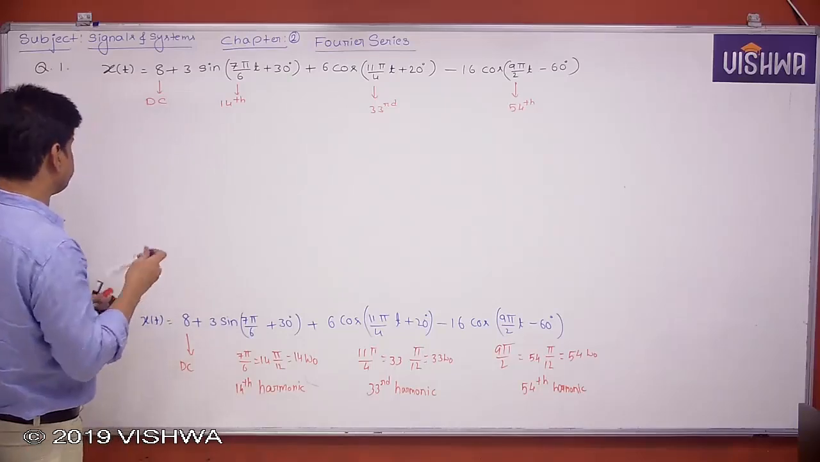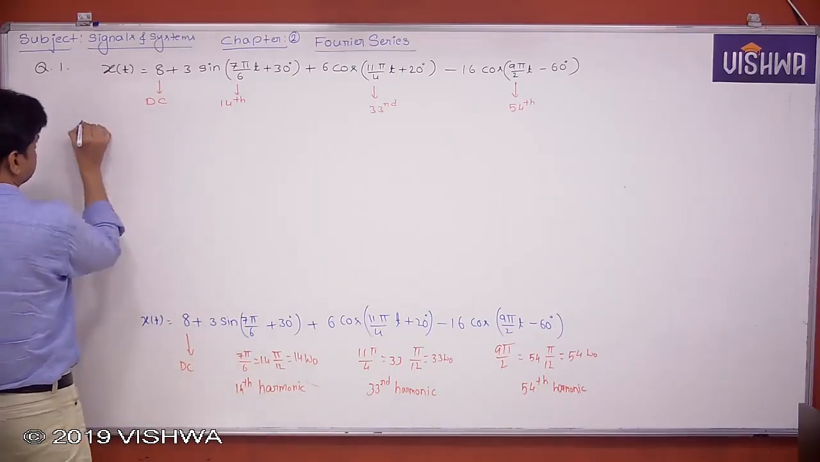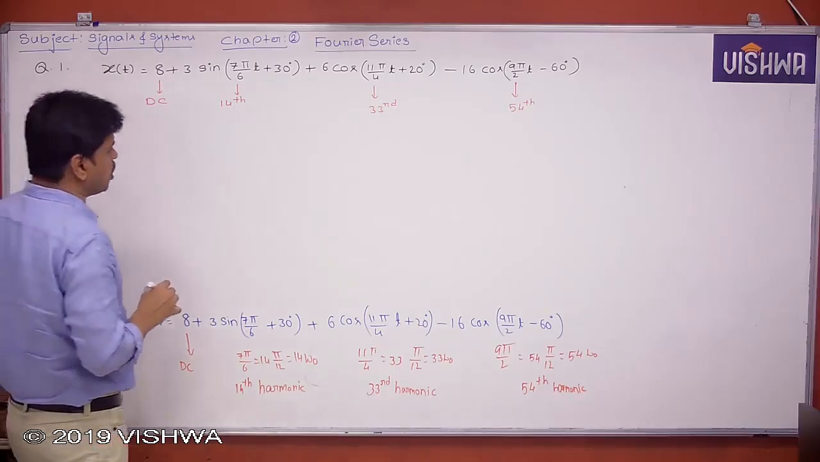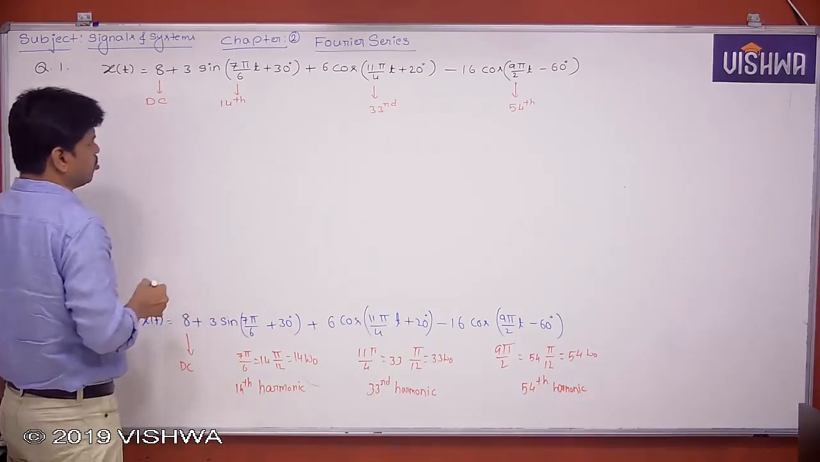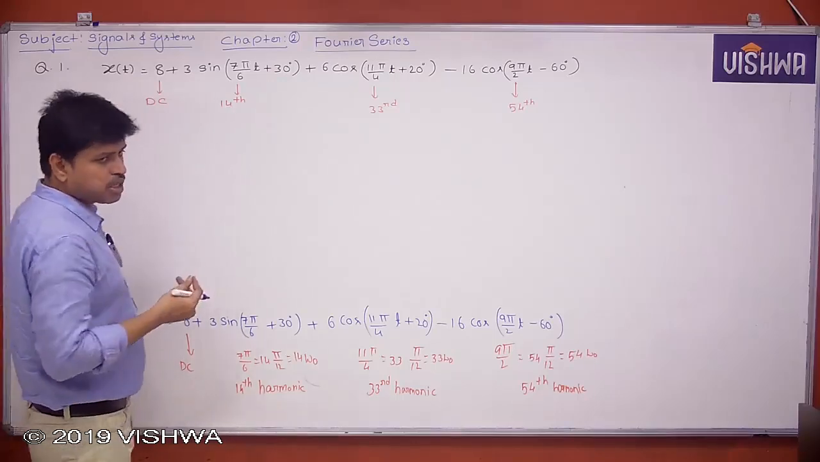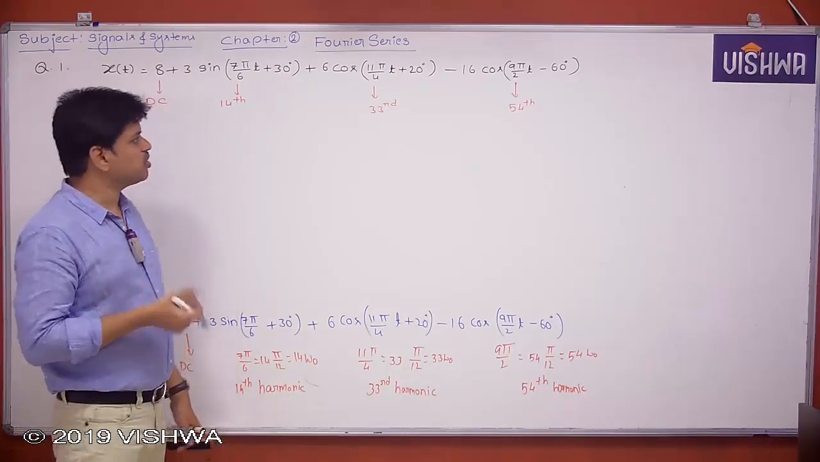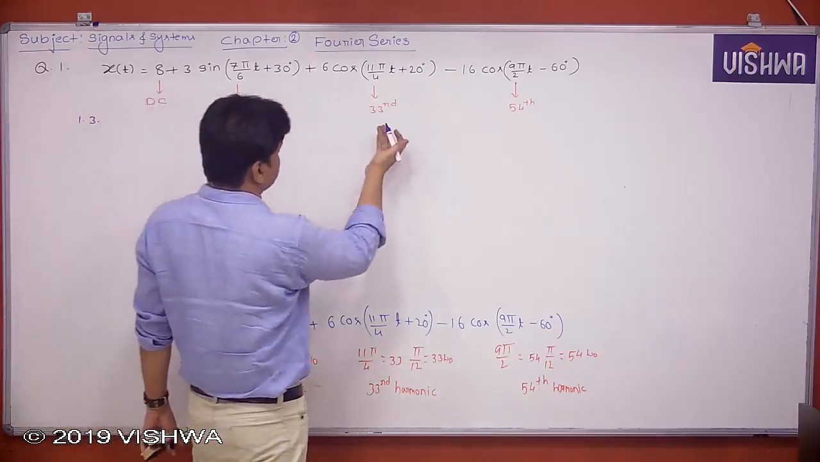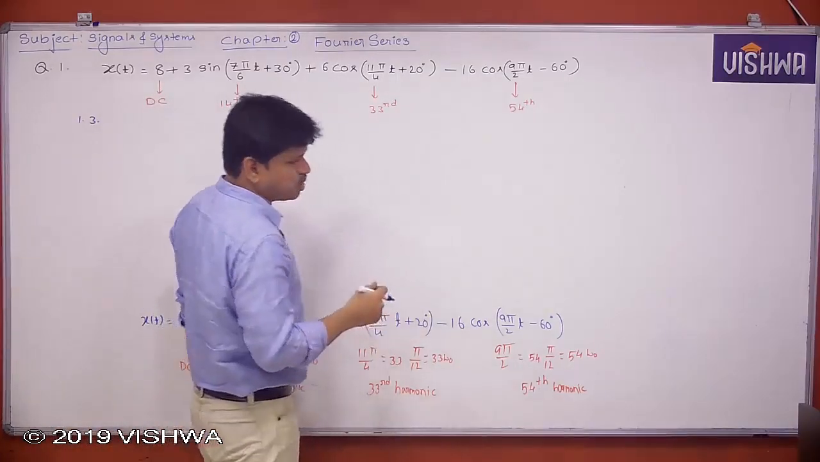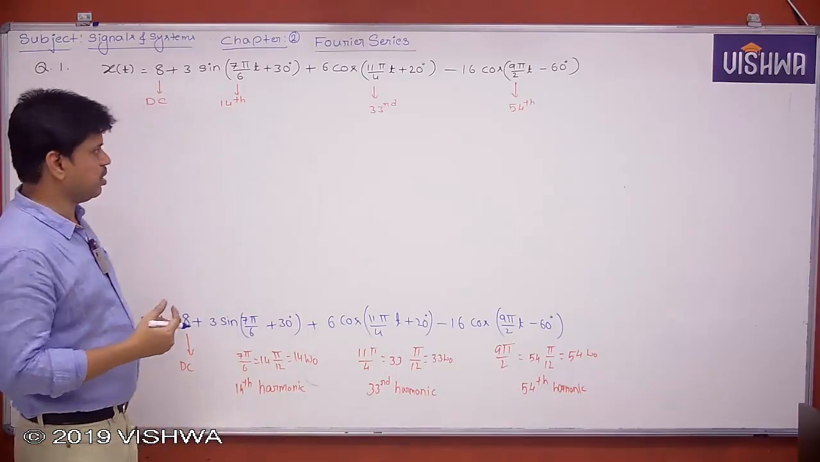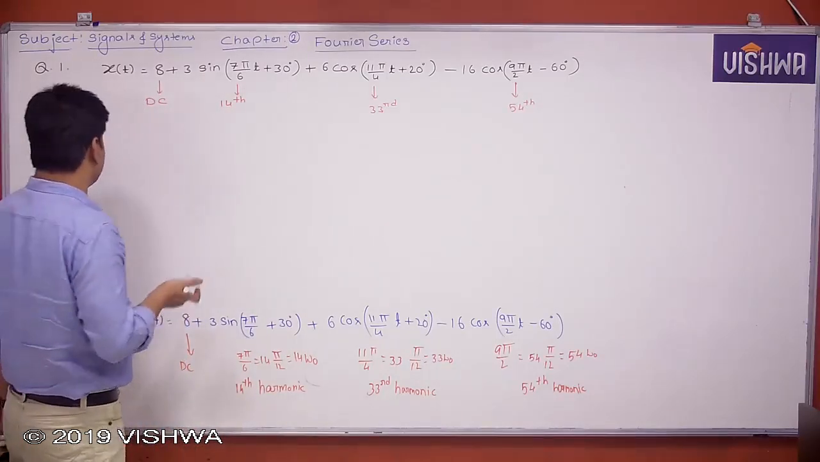Next question, 1.3. What is the amplitude of the fundamental harmonic component? If you observe carefully, do we have the fundamental harmonic component here? No, we don't. We have DC, the 14th, the 33rd and the 54th. That means we don't have the first harmonic, which is the fundamental harmonic, the omega naught term. So we don't have that.